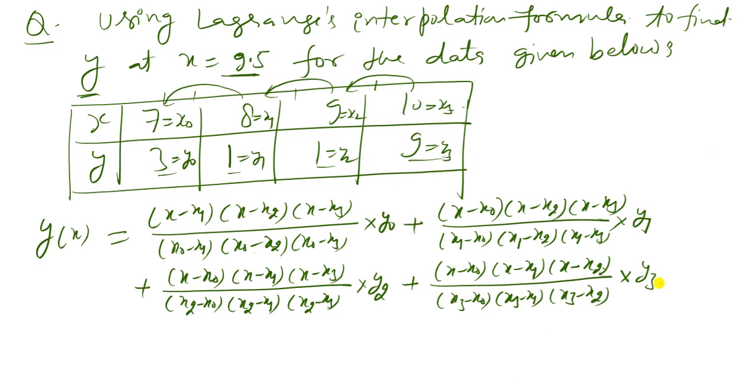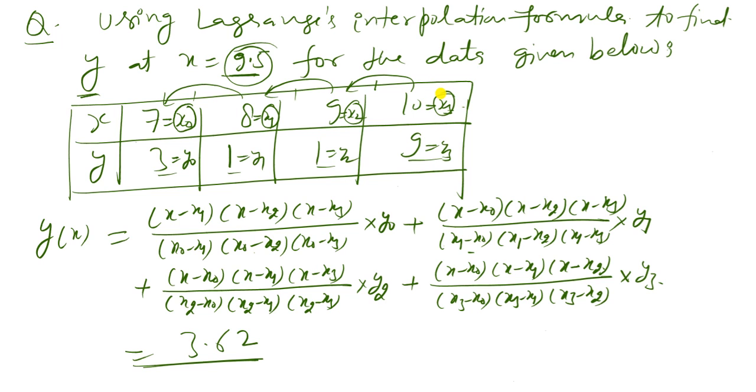into y of 3. So from the given tabular data, we substitute all the values in this formula, put x equal to 9.5 and simplify with the help of the calculator. Then we obtain the value of y at x equal to 9.5 as 3.62, correct to 2 decimal places. And how to write the Lagrange interpolation formula? This is the first argument, x naught, this is x1, this is x2, this is x3.